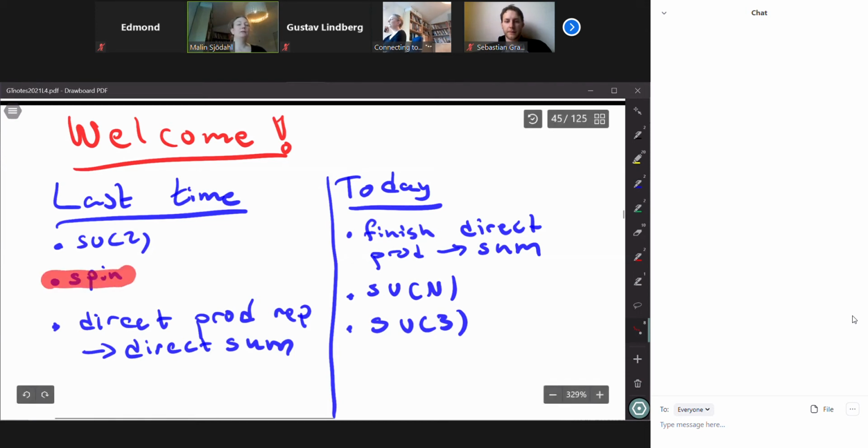This is of course closely connected to spin physics, and we explored in particular the direct product representation of spin states, and we wrote the direct product representation into a direct sum representation. We didn't quite make it until the end, so I will finish that off today. And then after SU2, I will move on to SUN in general, but in particular, I will talk about SU3, and we will find that there are similarities between SU2 and SU3.